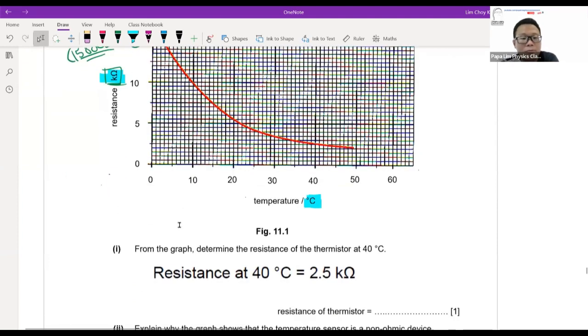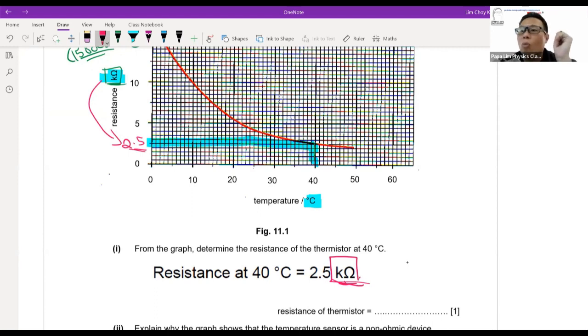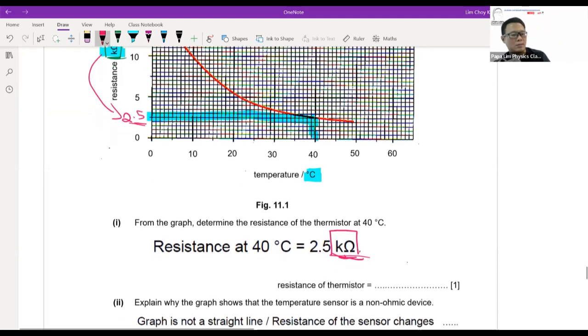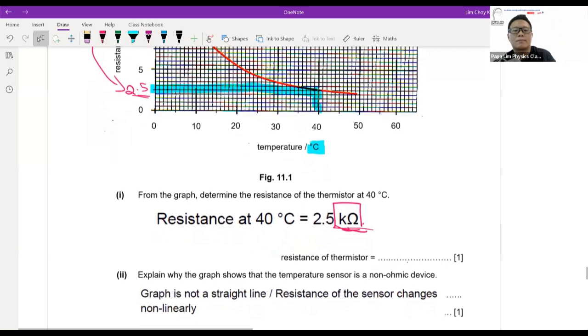Now, for this particular question, look at the graph for the resistance of the thermistor at 40 degrees. That's an easy one. At 40 degrees, one look and you'll know it is half of it, which is 2.5. Remember, although I write 2.5 here, because the unit is kilo ohm, the answer will be 2.5 kilo ohms. Remember the units.